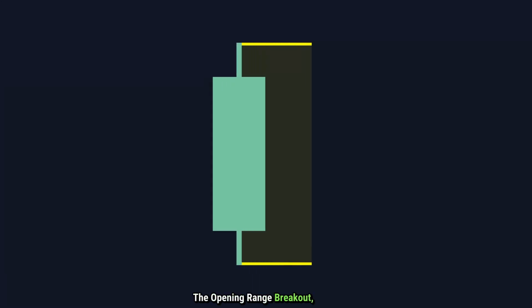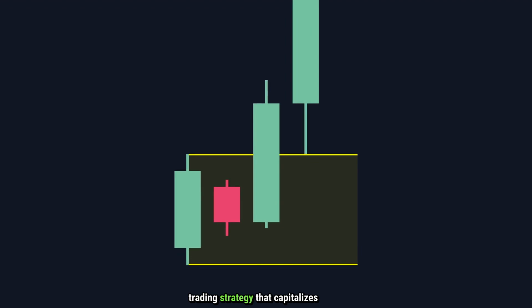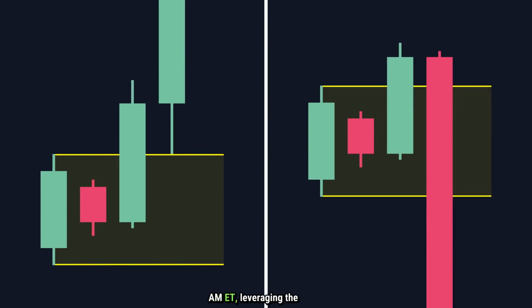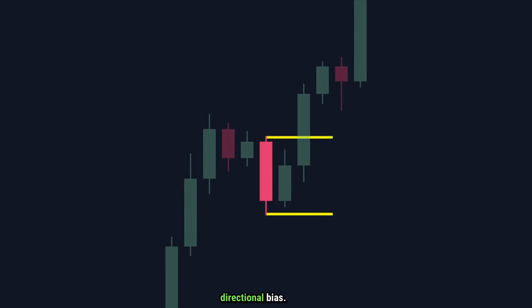The opening range breakout, commonly known as ORB, is a powerful intraday trading strategy that capitalizes on the initial market movements right after the NYSE opens at 9:30 a.m. Eastern Time, leveraging the volatility from the first few candles to establish directional bias.